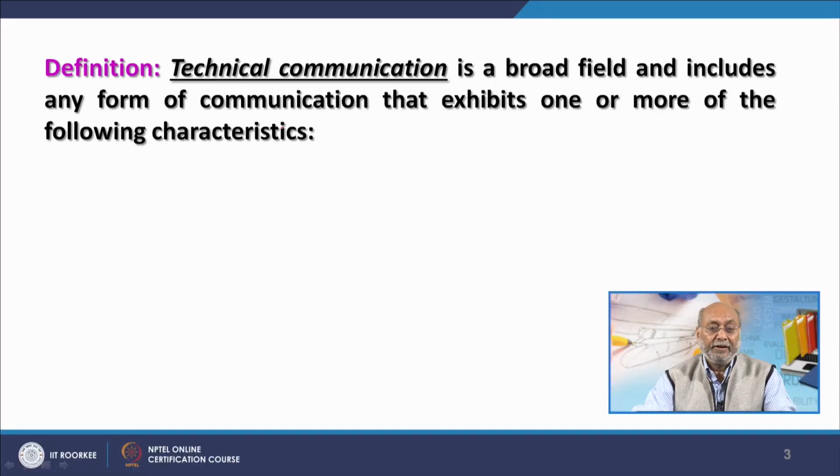So, now at this stage, we can define what exactly technical communication is. In literature or on the net, you may find various definitions of technical communication, but in simple terms, technical communication is a broad field, and it includes any form of communication, which I have just been mentioning. Basically, within written communications, there are various kinds, like writing an official letter, your PhD thesis, dissertation, manuscript, and sending emails. Nowadays even WhatsApp is also being accepted as official communication. So, any form of communication that exhibits one or more of the following characteristics.